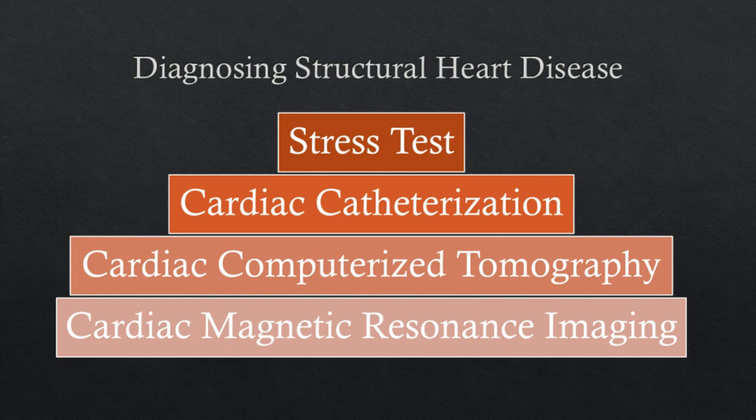Cardiac computerized tomography, or a CT scan, is often used to check for heart problems. In a cardiac CT, you lie on a table inside a donut-shaped machine. The X-ray tube inside the machine rotates around your body and collects images of your heart and chest. This procedure may be performed with or without dye.